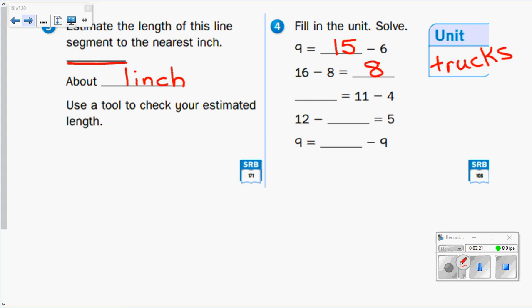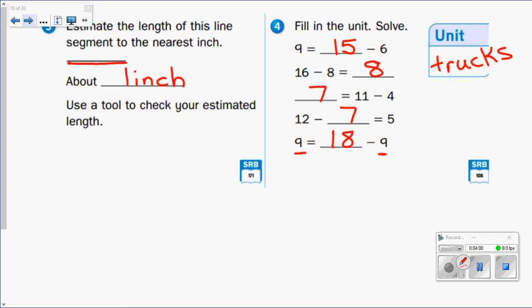Well, that's really easy. We know our double, so 8 plus 8 is 16. So 16 minus 8 must be 8. This one, 11 minus 4 is equal to or the same as 7. And 12 minus what number is equal to or the same as 5? 7. And 9 is equal to or the same as what number minus 9? So we've got to figure out what number we can subtract 9 from to get to 9. So we'd have a double here. So 9 plus 9 is 18.